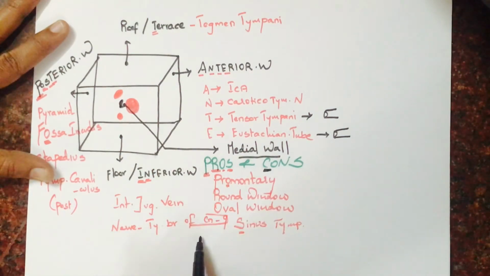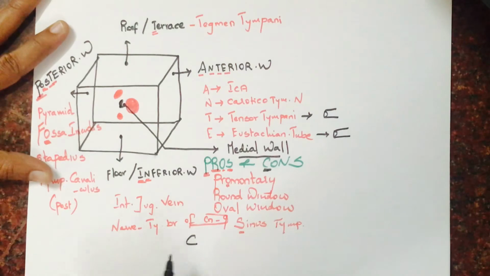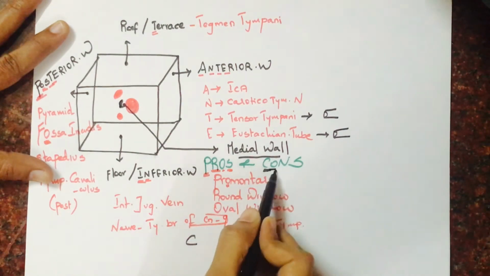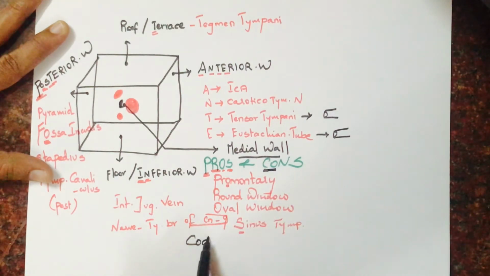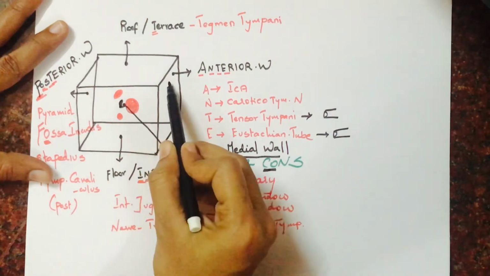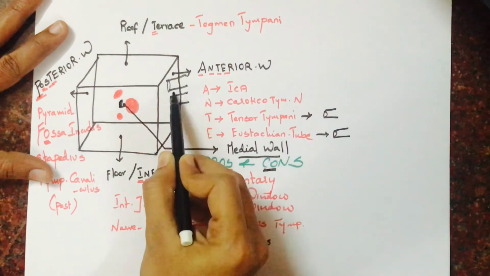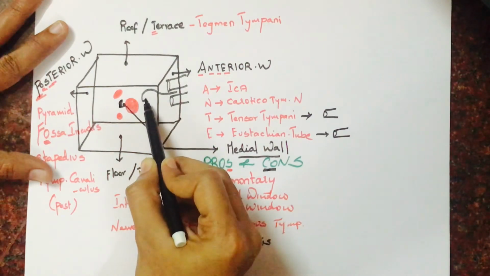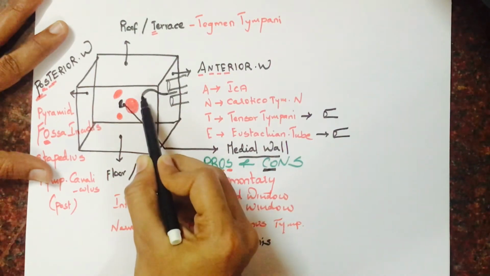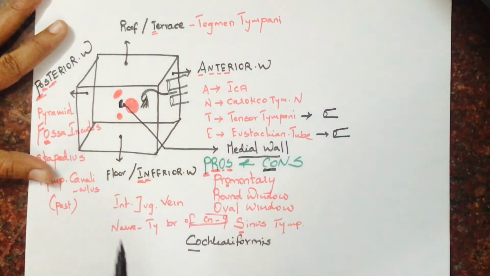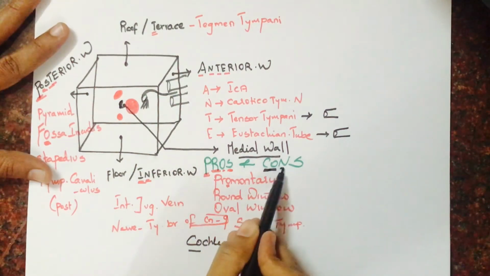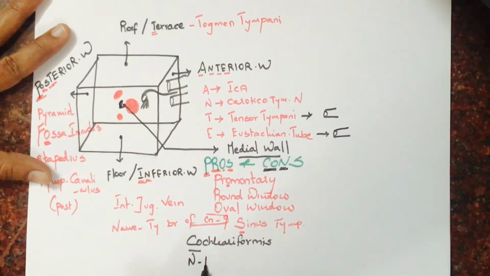Next, C. Consider both C and O, and this is cochleariformis. So this is a bony extension between the two canals present in the anterior wall towards the middle ear cavity. It forms a pulley called processus cochleariformis.